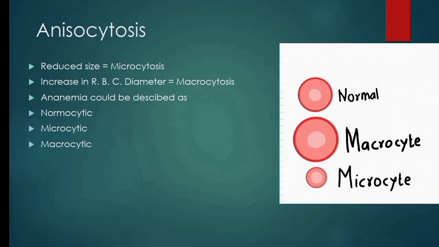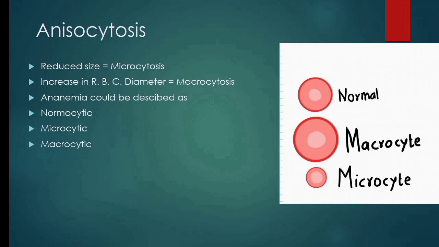First, learn about anisocytosis. Reduced size is called microcytosis. Increase in size, meaning increase in RBC diameter, is called macrocytosis. And according to this morphology, anemia could be described as microcytic, normocytic, and macrocytic. Microcytic anemias are iron deficiency anemia, thalassemia, and sideroblastic anemia. Normocytic anemias are anemia of acute blood loss, aplasia, anemia of chronic disease, and anemia of endocrine origin.